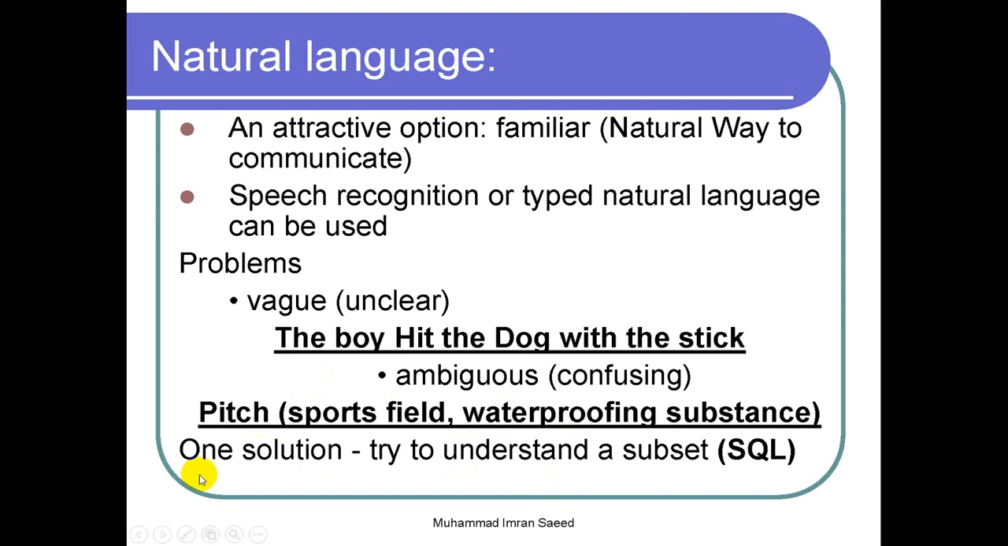But it gave us a solution: if it is not possible to put all the words of a language in some compiler, and you want to deal with natural language, one solution is that you take a subset of the language. You take a few words, a few terminologies, and then you apply those. It gives us an example, try to understand a subset of SQL. SQL is a subset of the English language: select, all, from, table, where. All these words are very simple, that we use in normal life. So natural language can be used, but we have to take care of those issues of unclear, ambiguous things, but otherwise it is ideal.